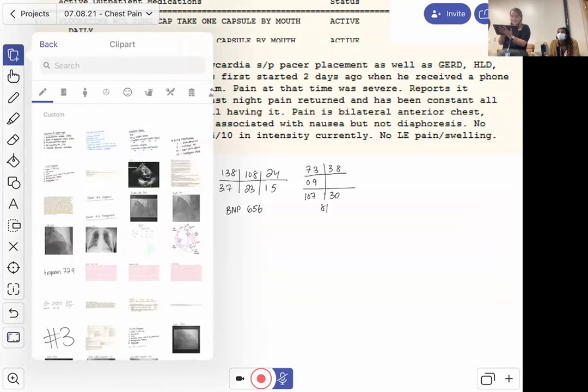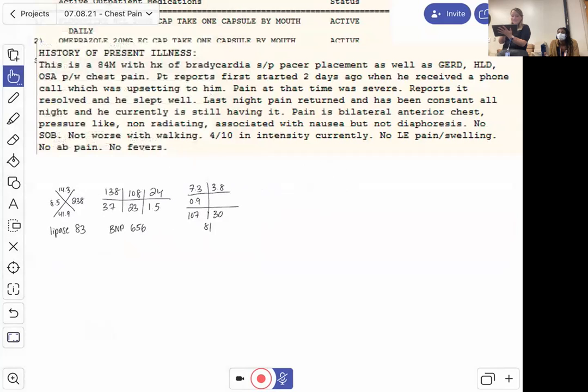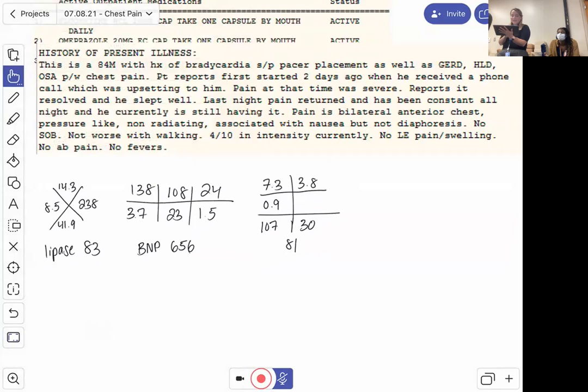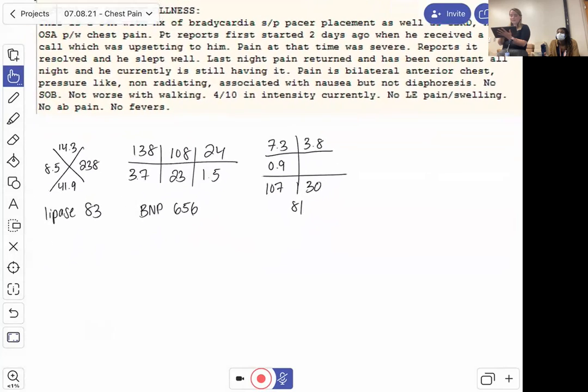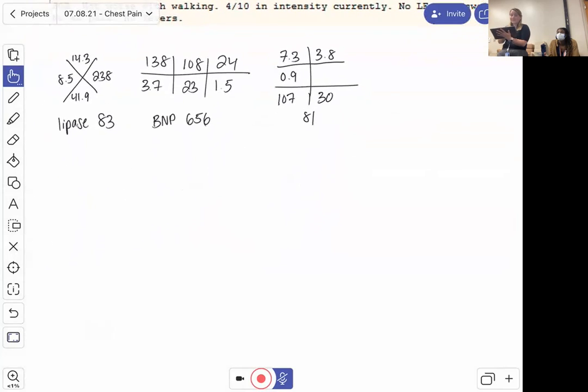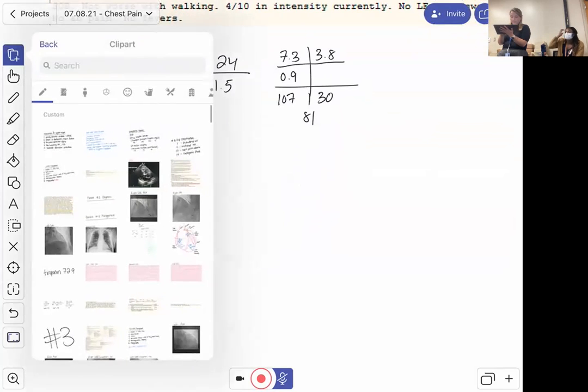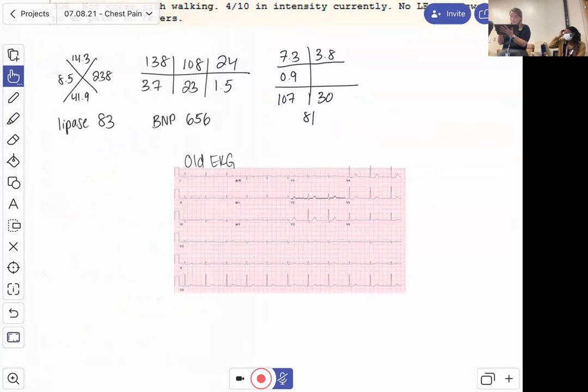So let's get some labs on him. ER is checking a lipase, making sure it's not pancreatitis. Everything here is pretty stable. His creatinine was about that prior. Any questions on that? Okay, the AST elevation, that's new. Keep that in mind. And at the end of the case, I'm gonna ask you why it's that high.